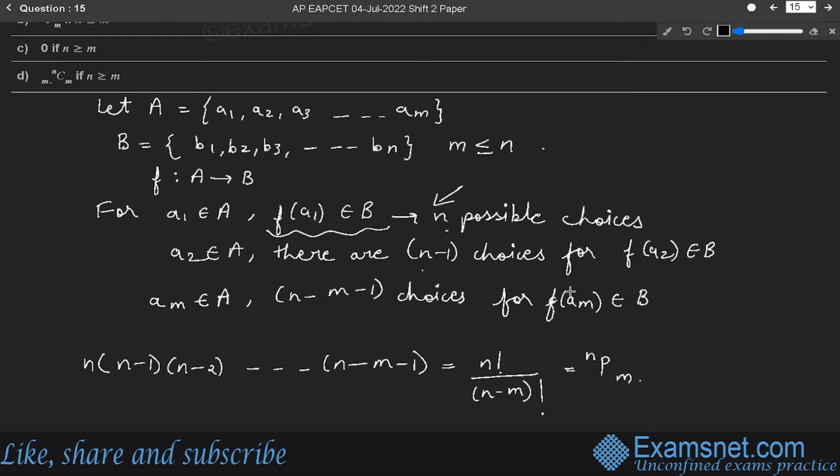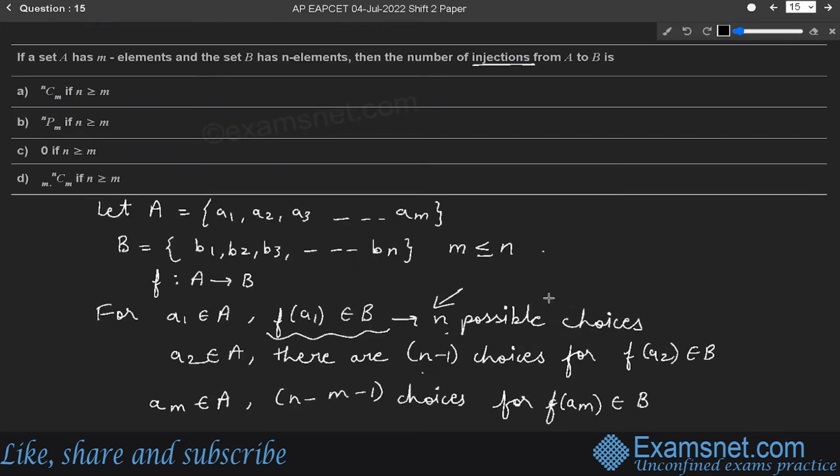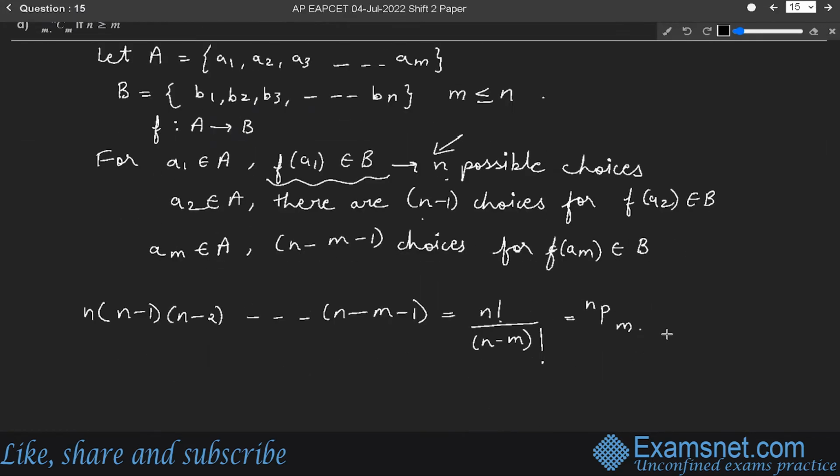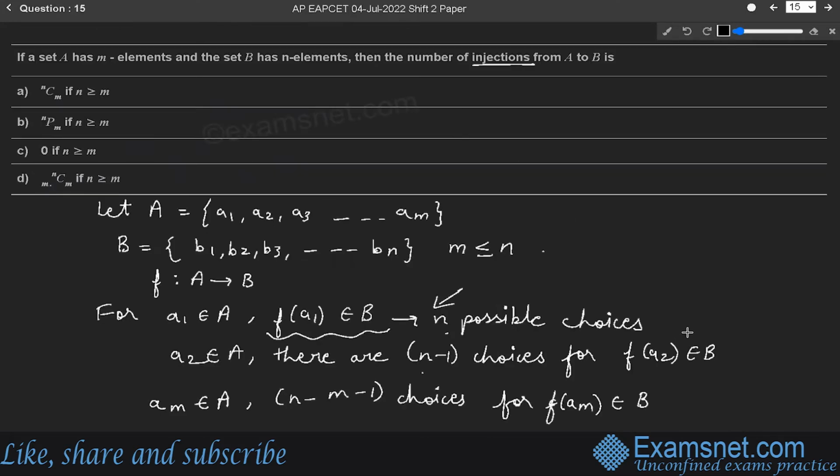Now, here we know that it is in the form of nPm. So let us see the options. Option number B matches our answer, which is nPm if n is greater than or equal to m. Here you can see that obviously n is greater than or equal to m, because that is why we have written n minus m. So we can say that option number B is the correct answer for this question.